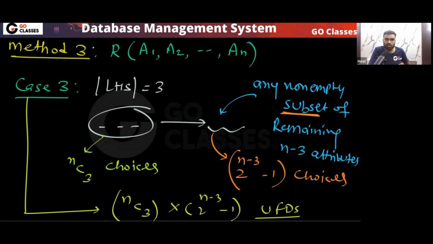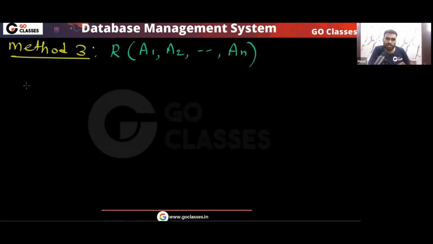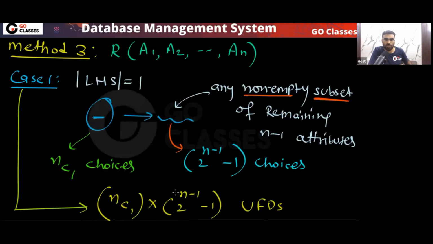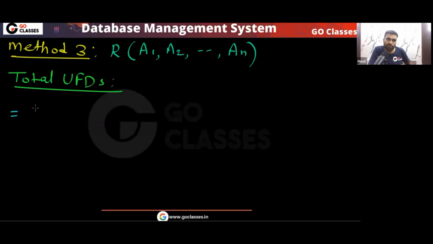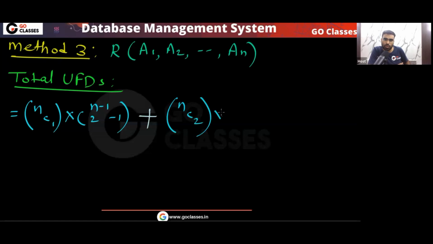Is this clear? Now, can you see the pattern? Notice what is happening. Finally, the total number of useful FDs, what will that be? See, in case number 1, on LHS we are putting only one attribute. On RHS, we are putting any non-empty subset of the remaining n minus 1 attributes. This is case number 1, plus case number 2: on LHS, 2 attributes. On RHS, any non-empty subset of the remaining n minus 2 attributes, plus, and so on.